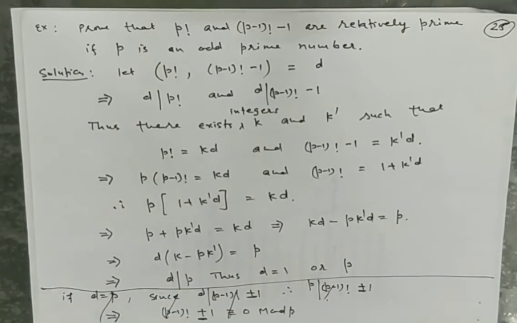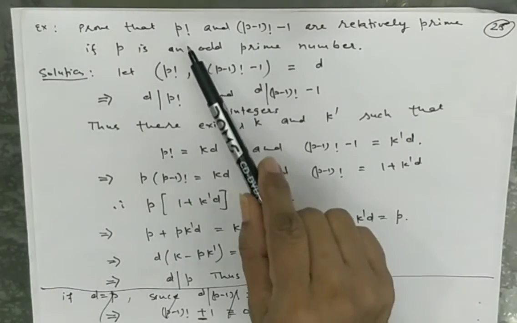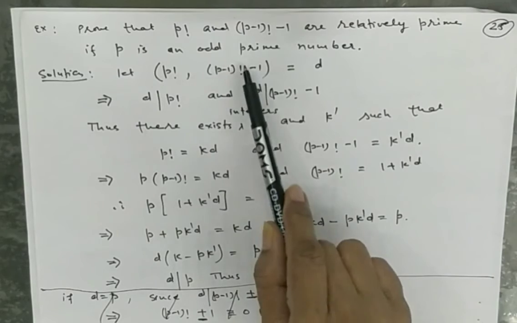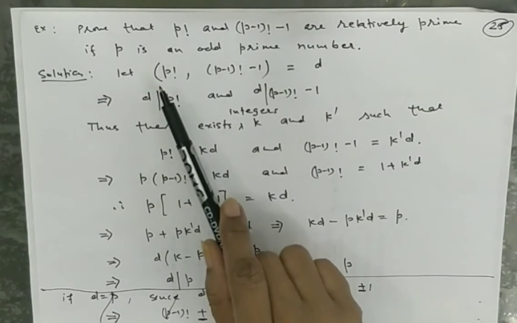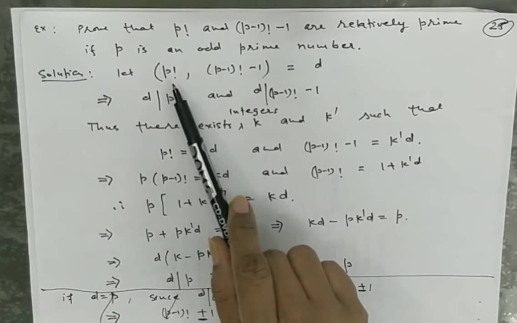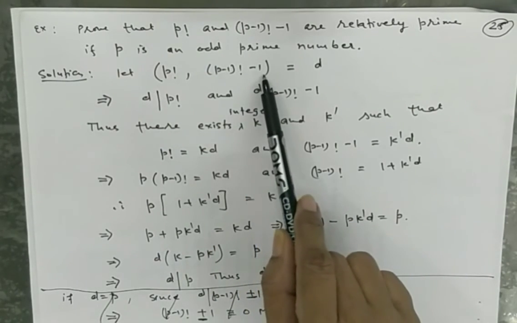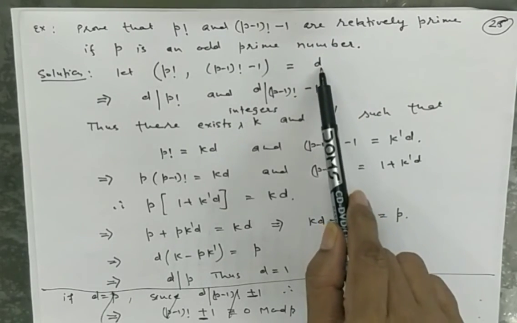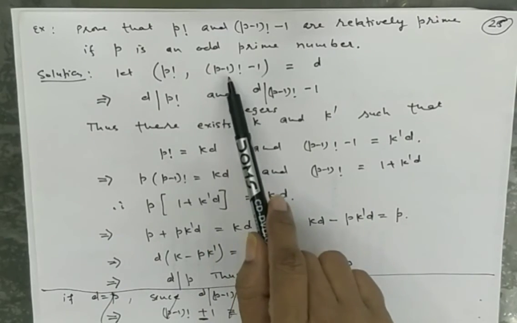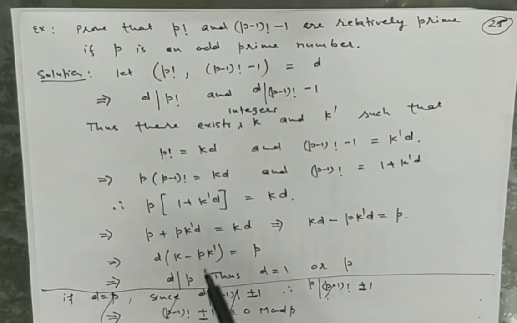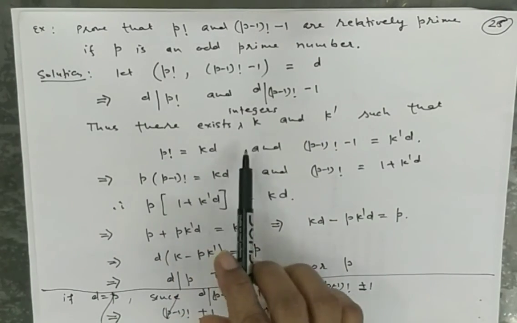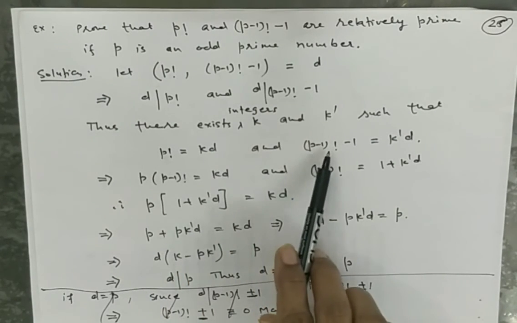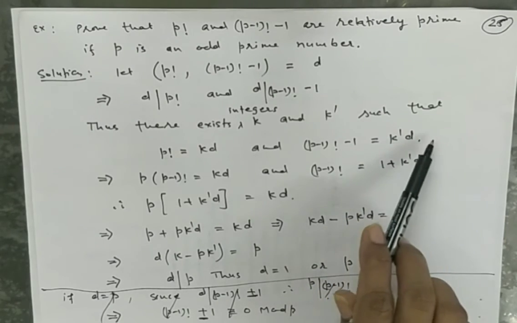Let's do another application. To show that p factorial and p minus 1 factorial minus 1 are relatively prime if p is an odd prime number. To show this, let the GCD of p factorial and p minus 1 factorial minus 1 be equal to d. Then by definition of GCD, d will divide p factorial and p minus 1 factorial minus 1. By definition of divisibility, there exist integers k and k dash such that p factorial will be equal to kd, and p minus 1 factorial minus 1 will be equal to k dash d.